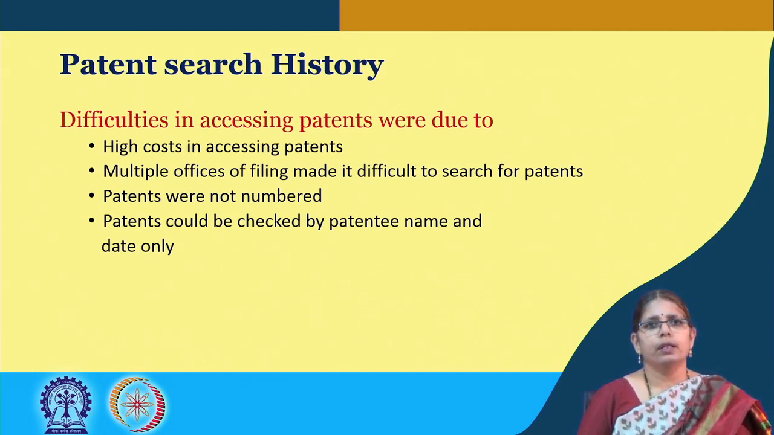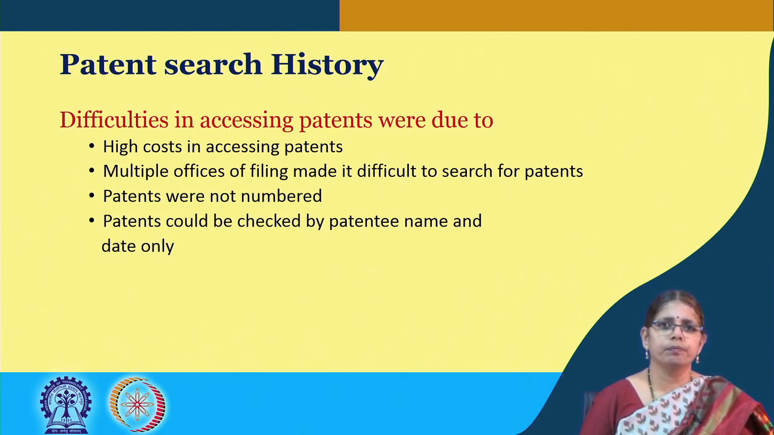What happened to searchers in that time, and even to normal people accessing patents? There was difficulty in accessing patents, one because of the high costs, and second because there were multiple patent offices, multiple branches of patent offices in a given country. Those were the times when patents were not numbered. So, all that you could do is check by only the patentee name and the date. So, you can imagine in those days how searching for patents was very, very preliminary.